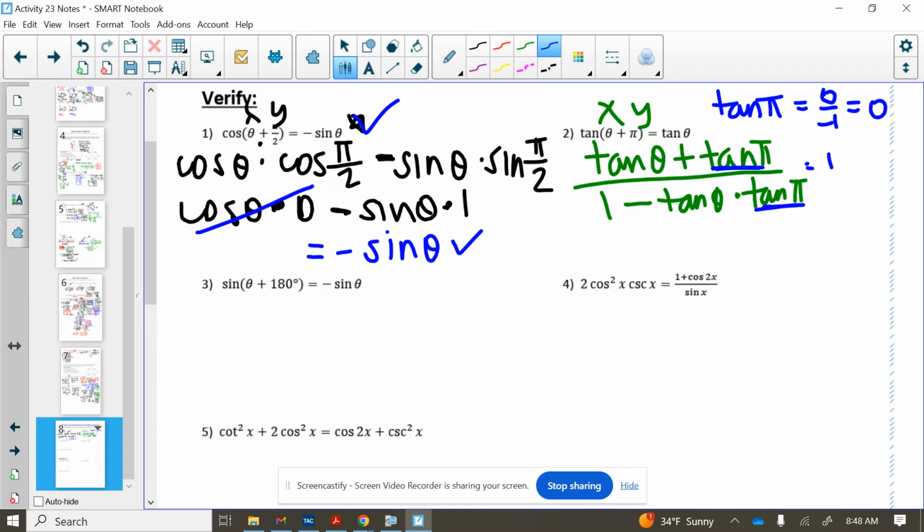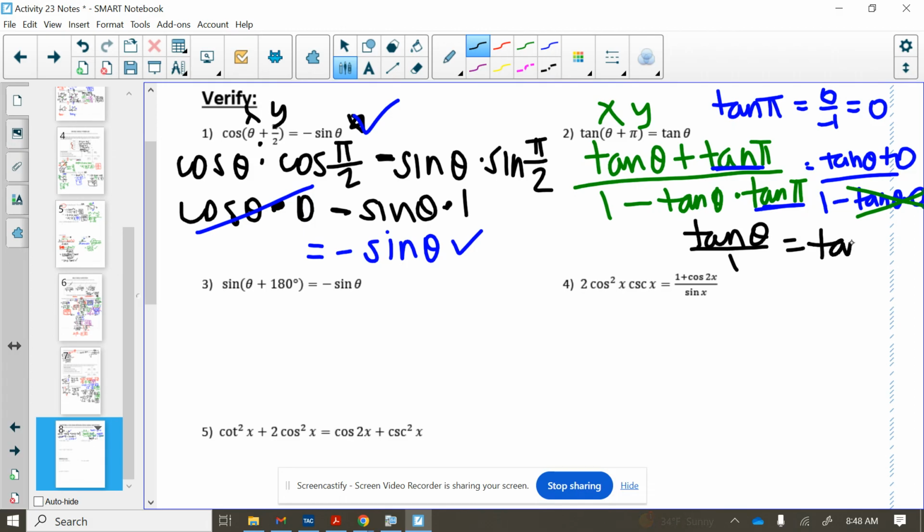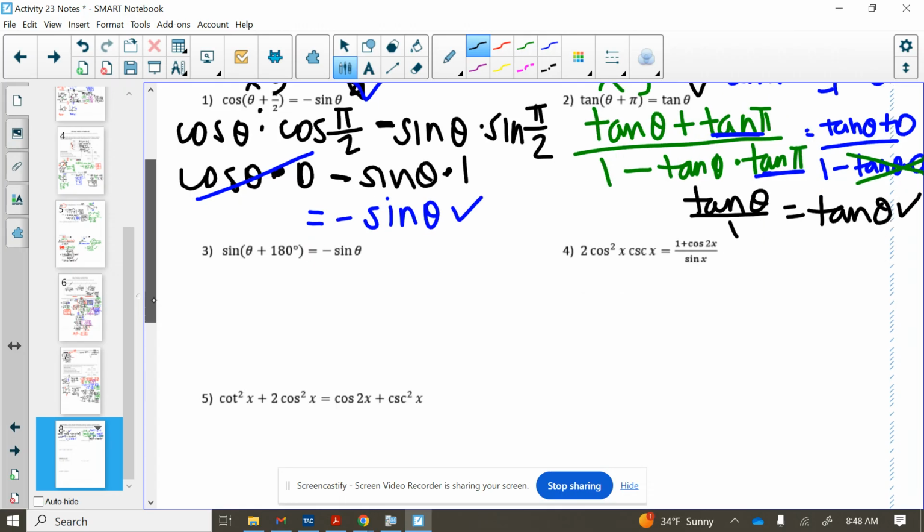So we would have tangent of theta plus 0, and then 1 minus tangent of theta times 0. Tangent times 0 cancels out because it's just 0. 1 minus 0 is just 1. On the top, tangent plus 0 is just tangent. Tangent divided by 1 is just tangent, which is what we wanted it to simplify to be.